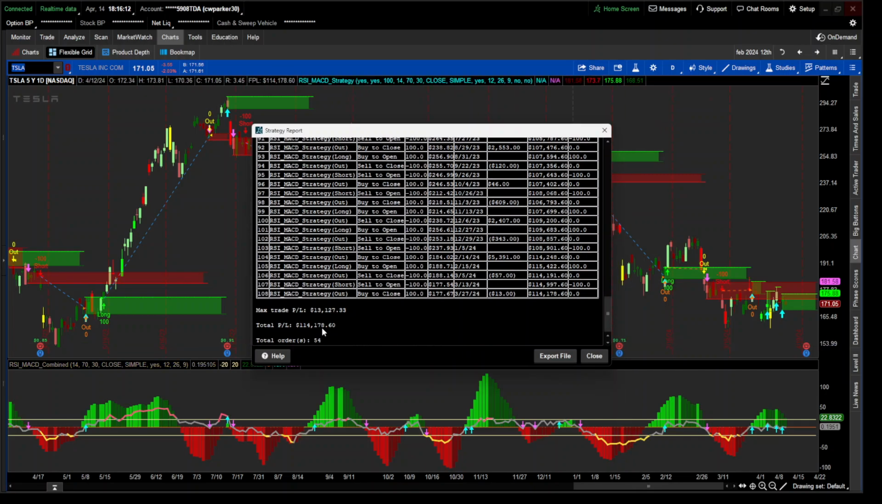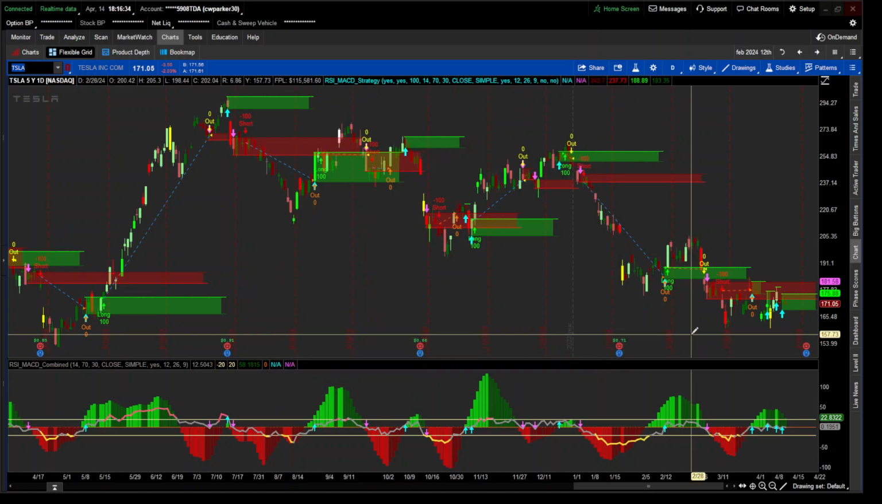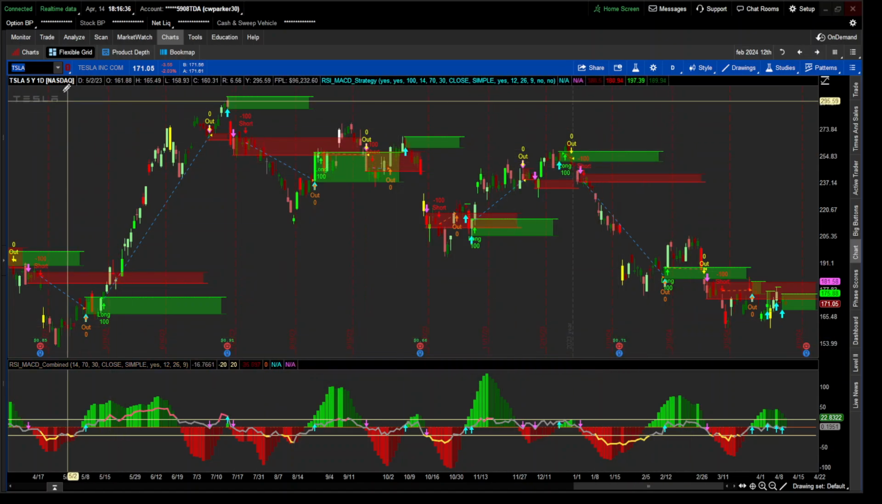Using this strategy over 5 years on a daily time frame, you possibly made $114,178.60. Your max trade would have been a $13,127.33 trade, and that's over 54 trades.